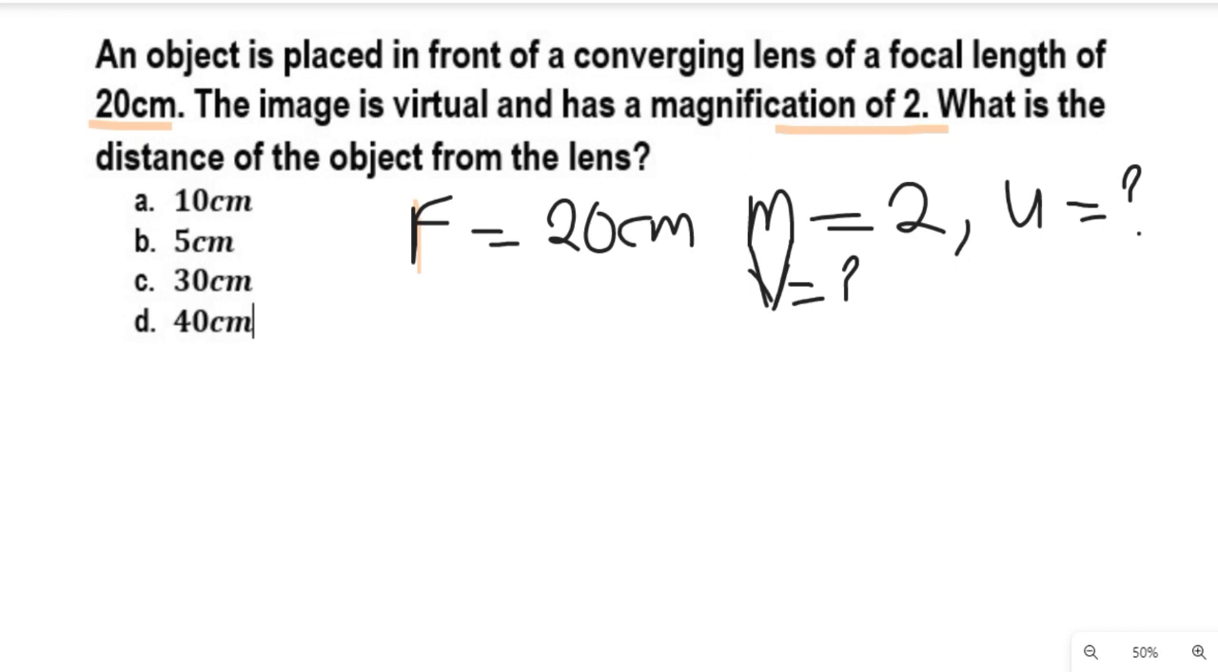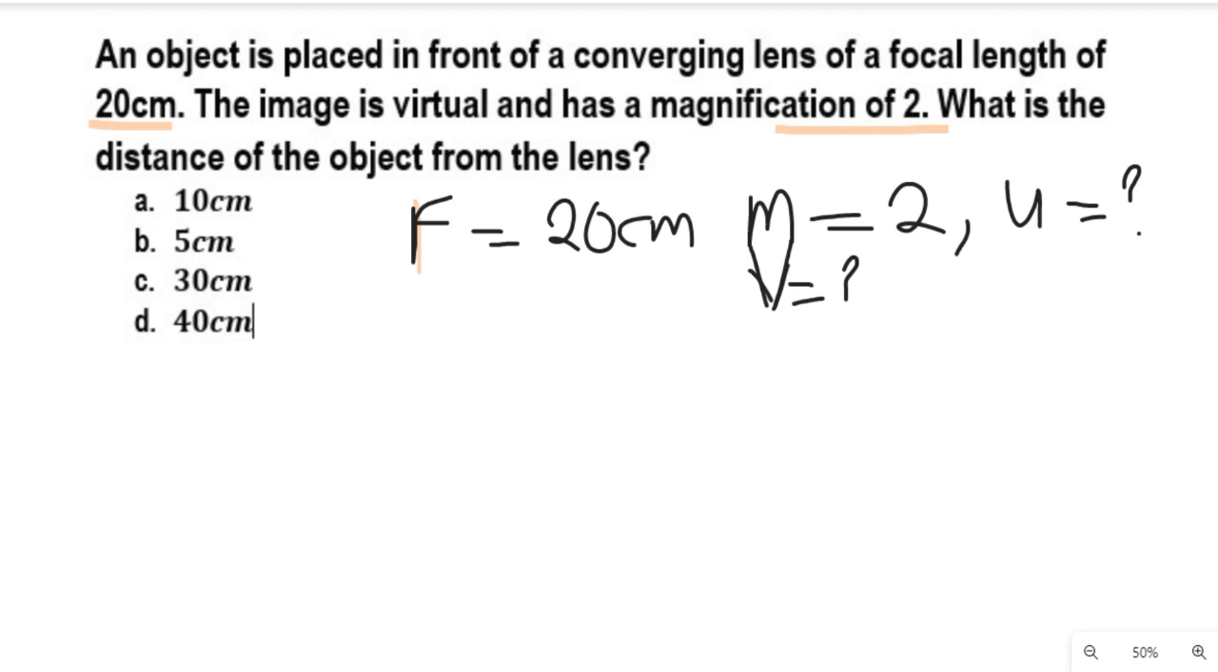Now, from this question, you ask yourself, what are the parameters that are given? We are given focal length, we are given magnification. What are the parameters that need to be looked for? The distance of the object, which is u. Now, what are the formulas that we can use in solving this?